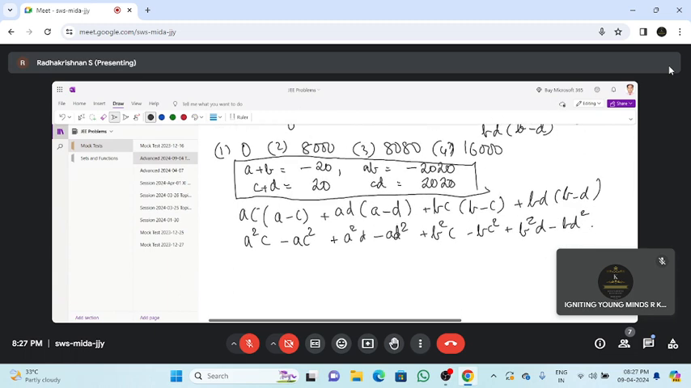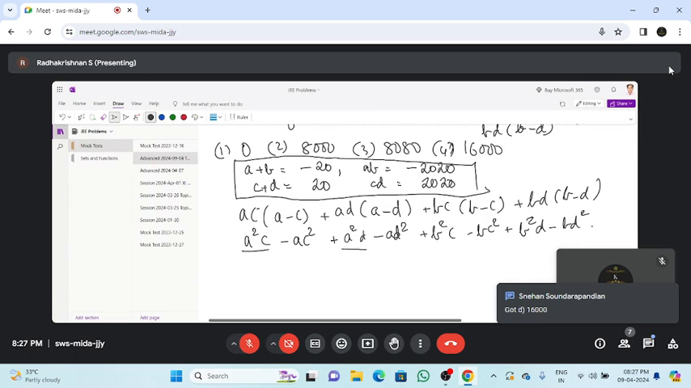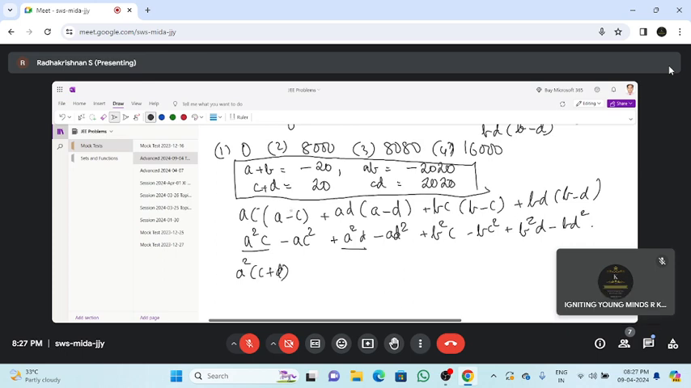Now, let's group A square C and A square D together. That will become A square into C plus D. So now we see we have the value of C plus D, right? Similarly, B square C and B square D give B square into C plus D. The terms with plus sign are done.